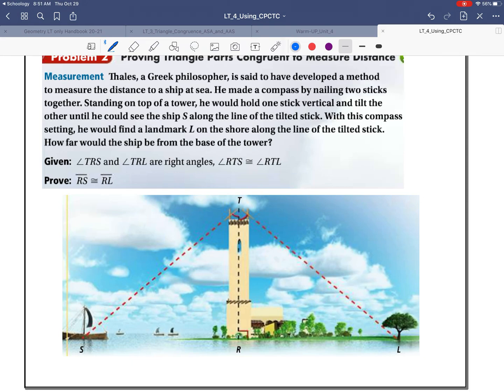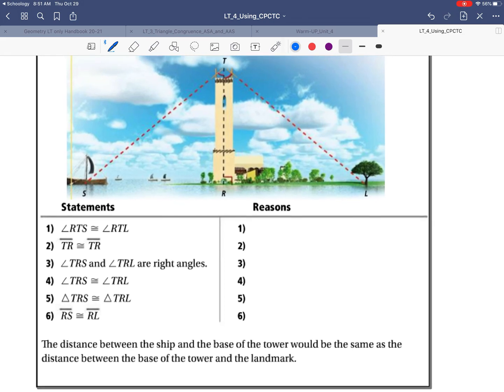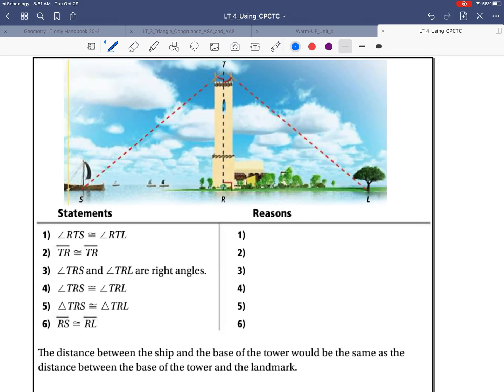So you can see what we've established here are two triangles. If we can prove these two triangles congruent, then we know all the corresponding parts are congruent. So when we're trying to prove that RS, this distance, is congruent to RL, what I can do is prove the two triangles congruent and then say that corresponding parts are congruent. I've put the diagram down here as well with the statements. Let's look at what we have. The first one, RTS, is given. Those two angles are given. TR is congruent to TR, that's the reflexive property.